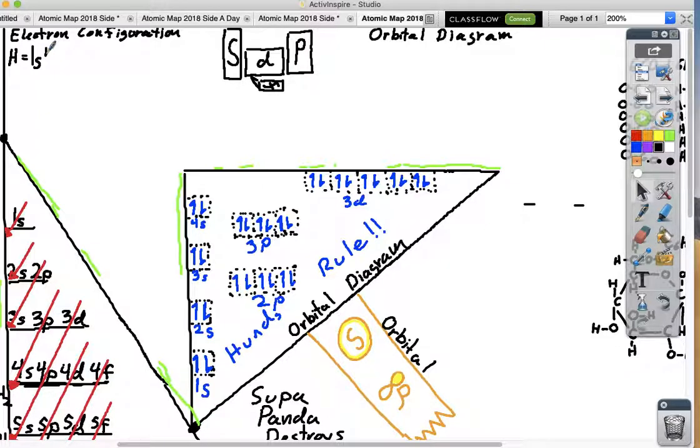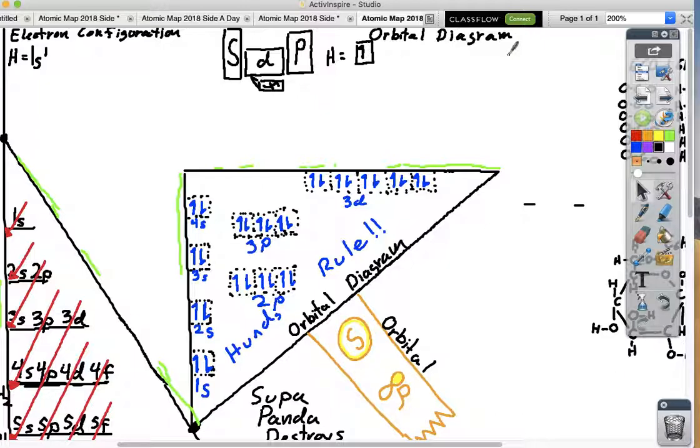Now I'm going to just draw the orbital box for hydrogen. So I have hydrogen again, and the orbital diagram is going to be a box with one up arrow in it. Okay, did that make any sense to anybody? Yes. Okay, I got three yeses and a bunch of whats. That's okay. We're going to move forward on this one.